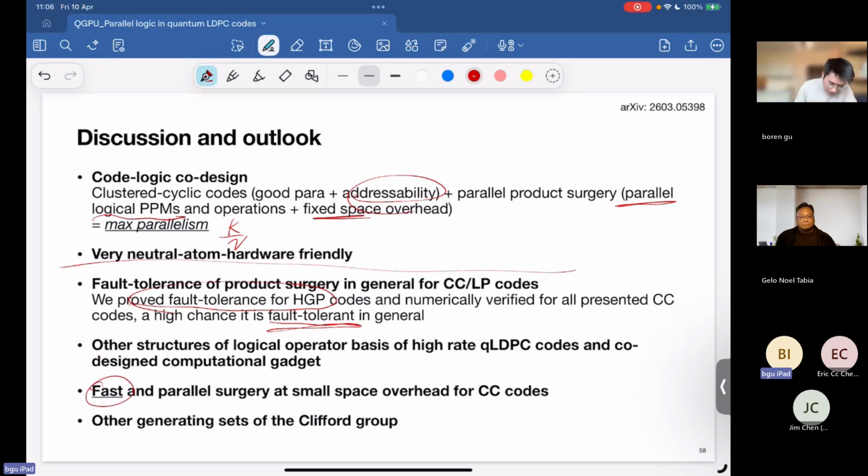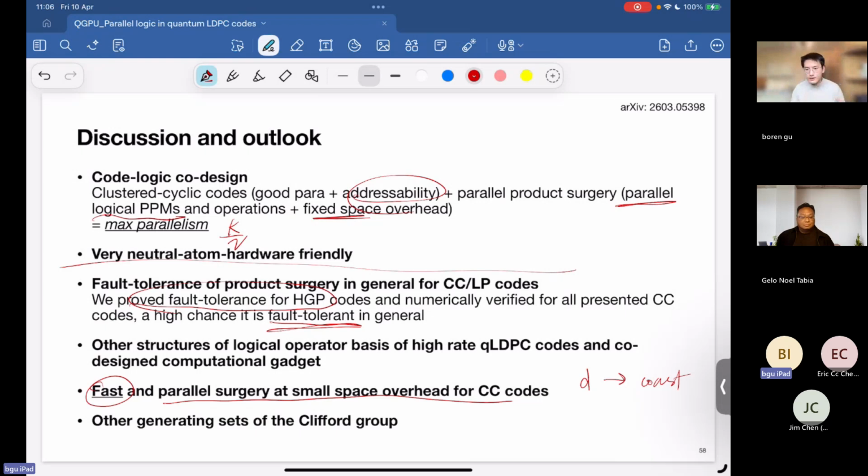Also, we realized that there is some fast surgery process which reduces the d rounds of stabilizer measurement to a constant. This is sometimes realized by the single shot decoding property of the codes. There might be something we can do similarly at a small space overhead, and we enable the parallel as well.